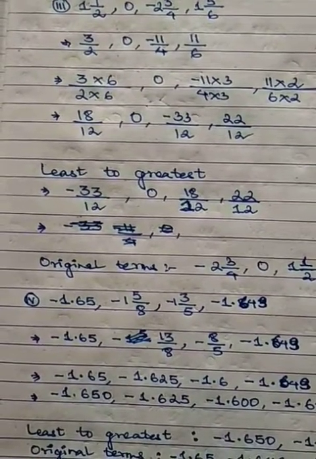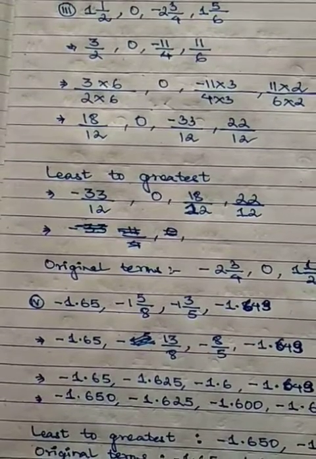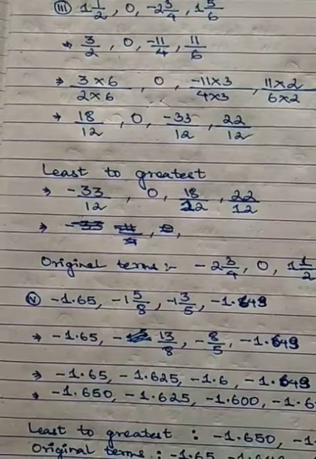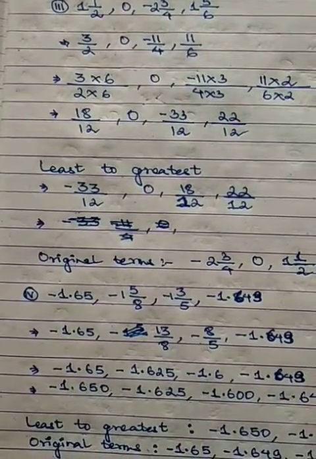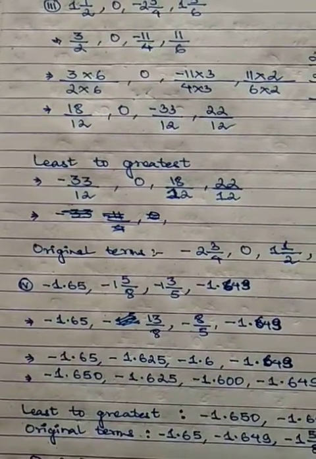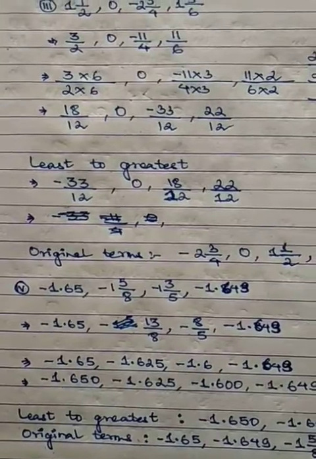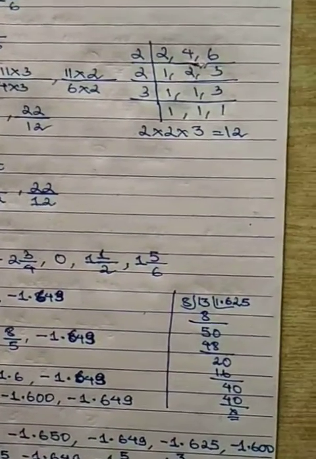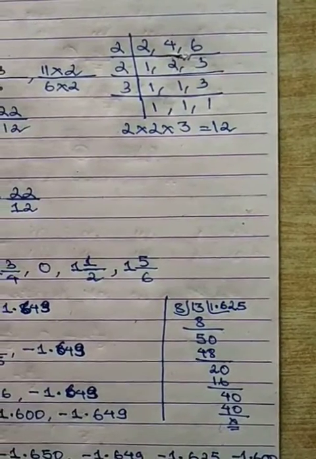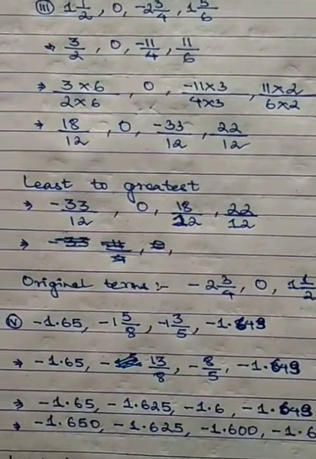What we get to see is that the terms have different denominators: 2, 4, and 6. So what we are supposed to do here is convert all the fractional forms to like fractions, so that it's easier for us to compare the fractions. So what we will do is take the LCM of the denominators. Here I have taken the LCM of 2, 4, and 6, and I've got the LCM as 12. So now I can convert all the denominators to 12.